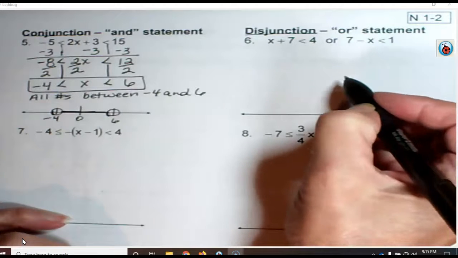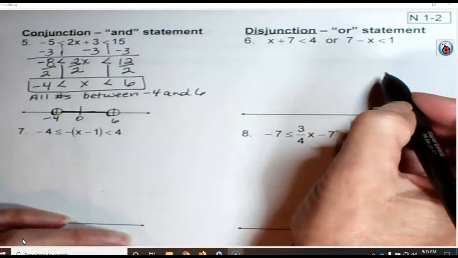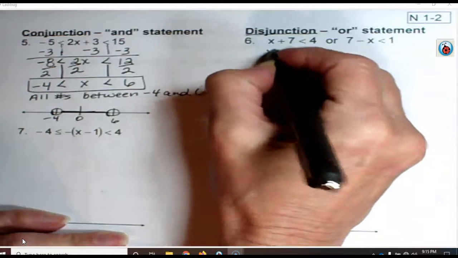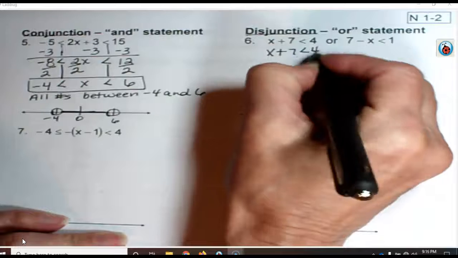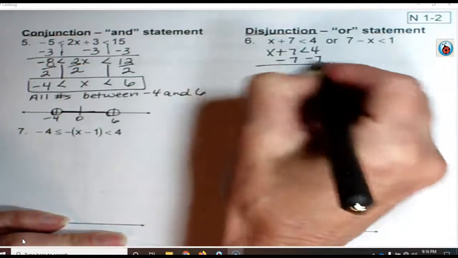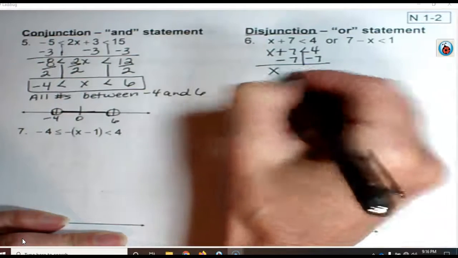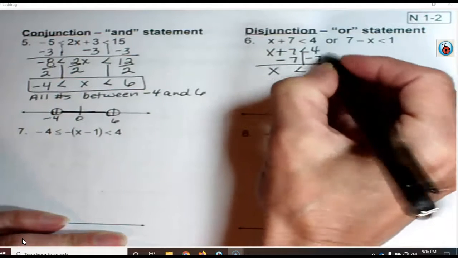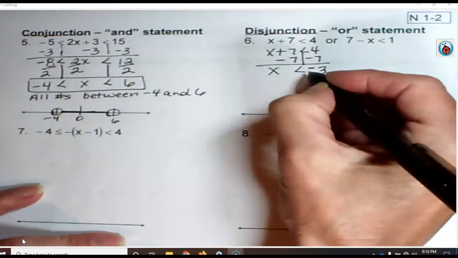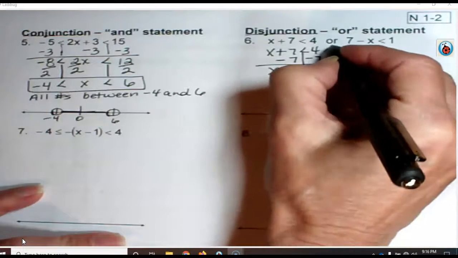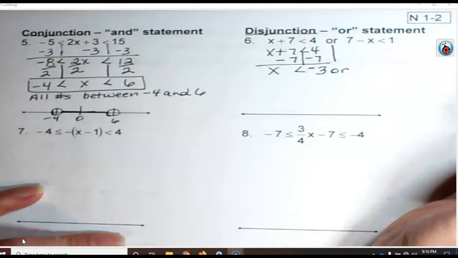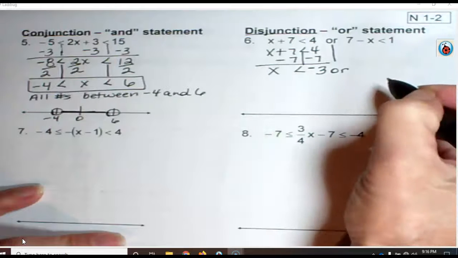Okay, let's go over here and look at number 6. This is an example of a disjunction, an OR statement. Okay, so what I'm going to do is go x plus 7 is less than 4. All I have to do is subtract 7 from both sides right here. And I get x is less than 4 minus 7. They're different signs, so I'm going to subtract them, keep the sign of the bigger one, which is 7. So I'm working one problem at a time. If you start with an OR, you're going to end up with an OR.